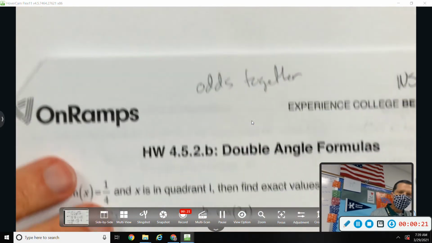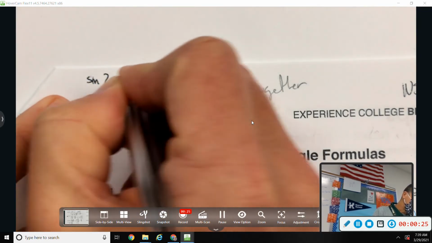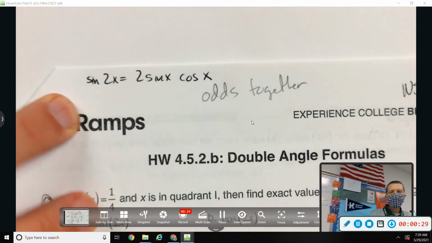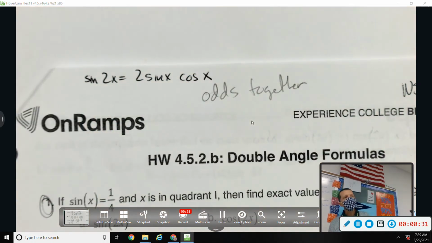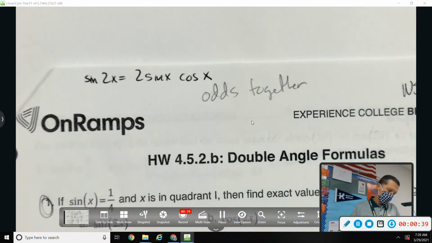We should probably start with a reminder. Sine of 2x equals 2 sine of x cosine x. You have this written down, but I'm going to write it down again because writing it helps me learn it, even though you don't have to have it memorized. And writing it means I won't have to think about it later because it's right there.